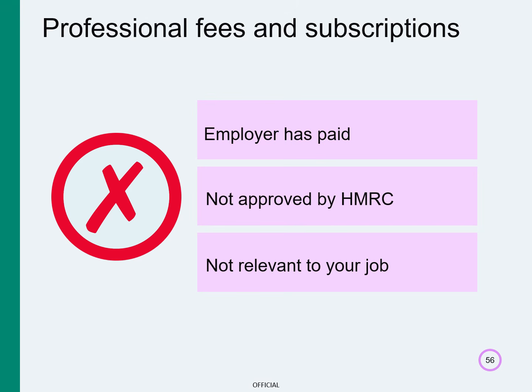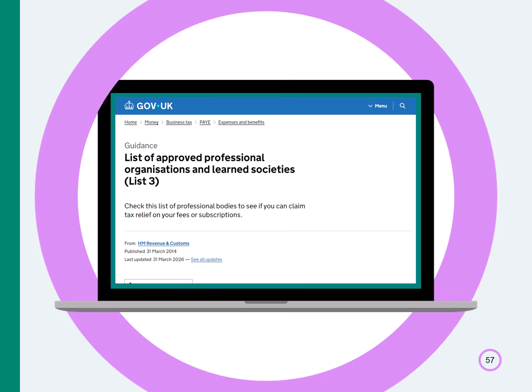You cannot claim tax relief on life membership subscriptions or for professional membership fees and subscriptions you've not paid yourself, for example, if your employer has paid them, payments to organisations that are not approved by HMRC, and payments that are not relevant to your job. You can find a list of approved learned societies and professional organisations on gov.uk. Just search List 3. Although the list is alphabetical, it's worth reading the introduction notes which make it clearer how things are listed.